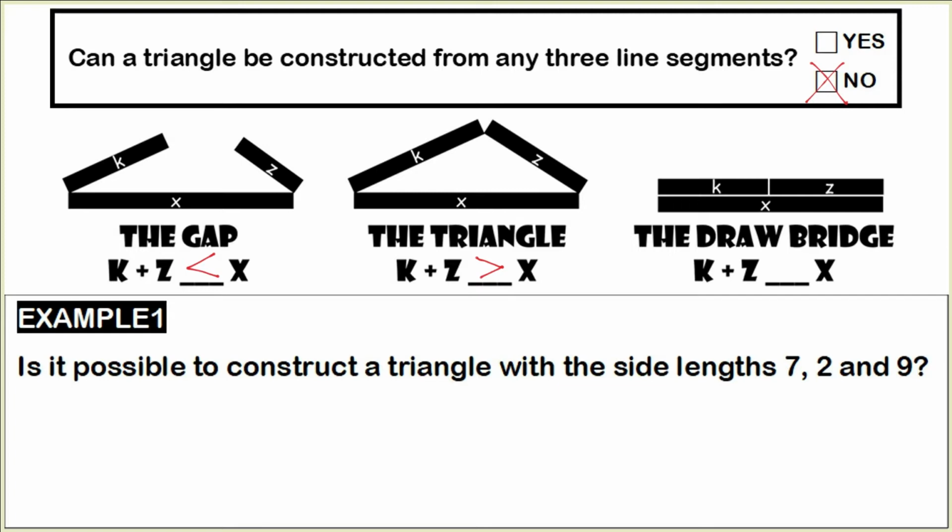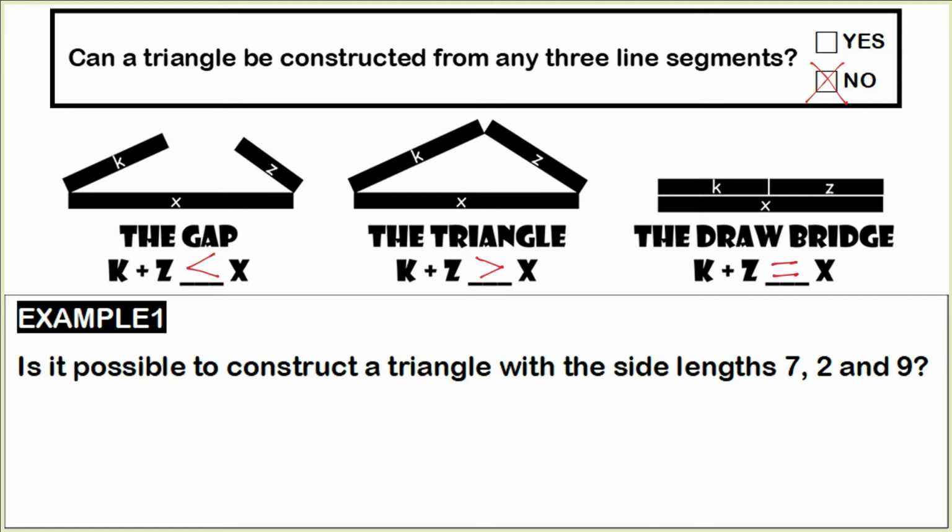Finally, if you look at the third one, the drawbridge, side k and side z, when we add them together, come out to exactly the same length as x. And so when k plus z is equal to x, it looks like a drawbridge. The two sides fit perfectly over the longest side, which does not form a triangle. So in order for three line segments to form a triangle, the two shorter segments need to add up to more than the longest segment.